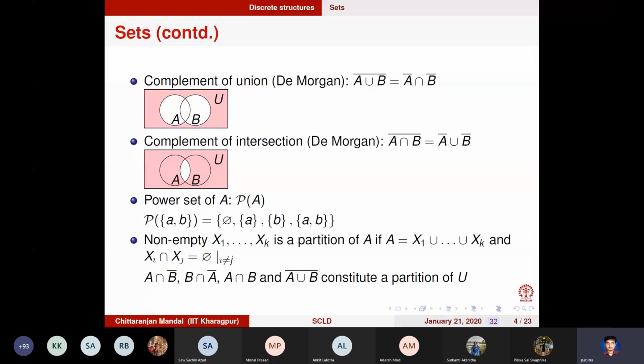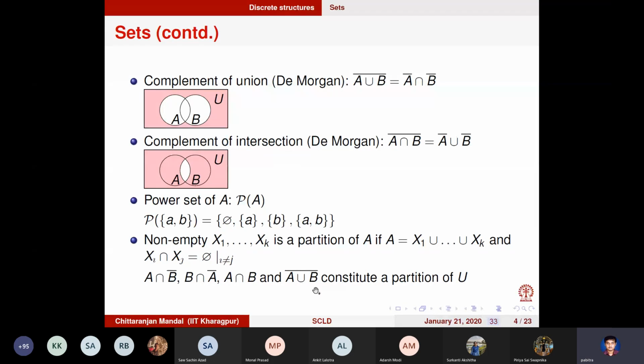Here is an example. This is also an important example. There is one partition which any universal set has. If you take the universal set U, which is this rectangle, and given any two sets A and B, the following subsets of U: A intersection B bar, that is this area, B intersection A bar, which is this area, A intersection B, which is this common area, and A union B bar, which is this pink area, these four sets constitute a partition of U. So given any two sets A and B, they naturally produce a partition on the universal set U. They always produce a partition.